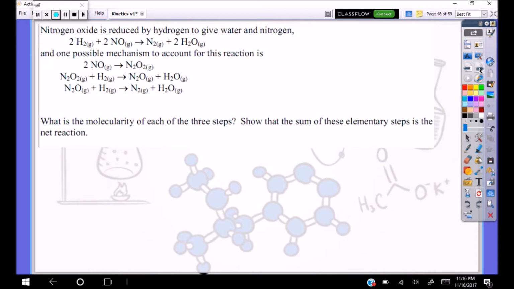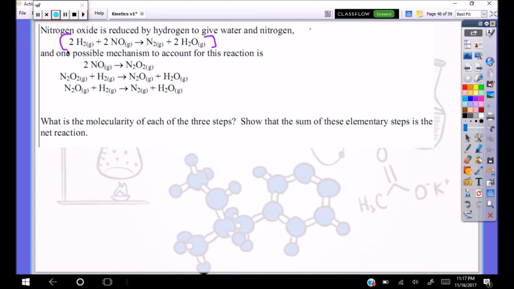Let's do the next one. So nitrogen oxide is reduced by hydrogen to give water and nitrogen. I give you the overall balanced equation here and a possible mechanism. Now this one, we're going to do a couple things with this. They want to know what the molecularity is of each of the 3 steps, and then it says show that the sum of these elementary steps is the net reaction. So we want to show things canceling out, and we want to identify molecularity.